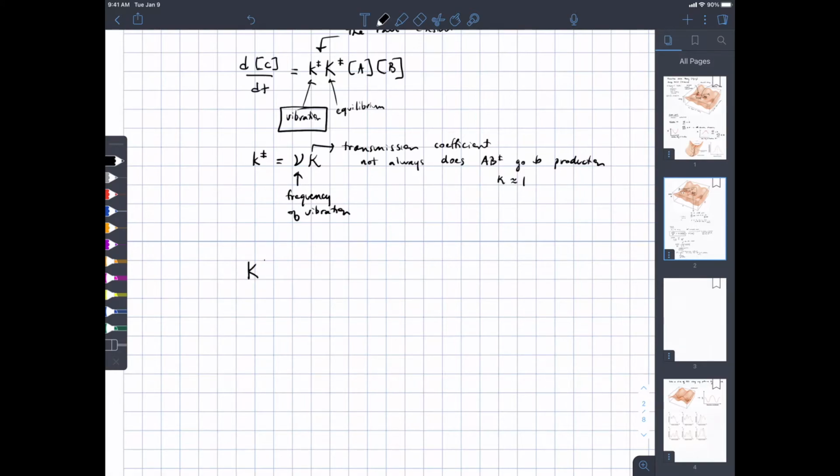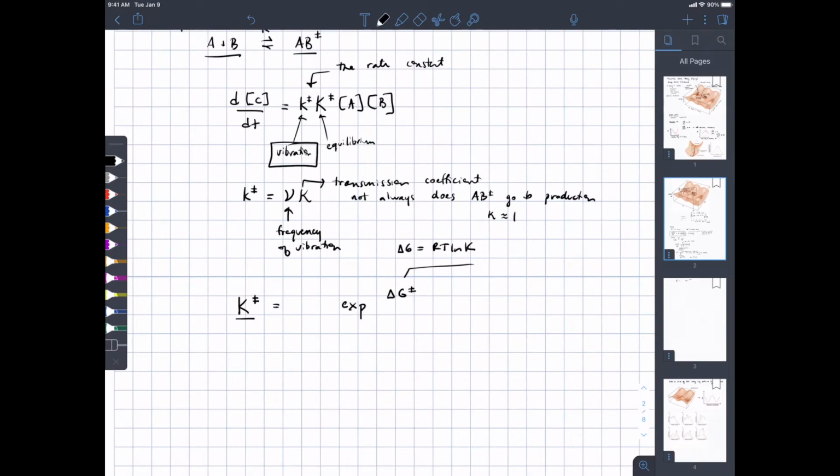Now, what about that equilibrium constant? You have to use statistical mechanics to deal with this, but we're not going to go into that. However, it does have a relationship in the same way that we remembered in the past that delta G equals RT natural log of K. We can use a similar relationship to relate this equilibrium constant to the difference in free energy between your starting materials and the activated complex. And we often call this the activation energy.